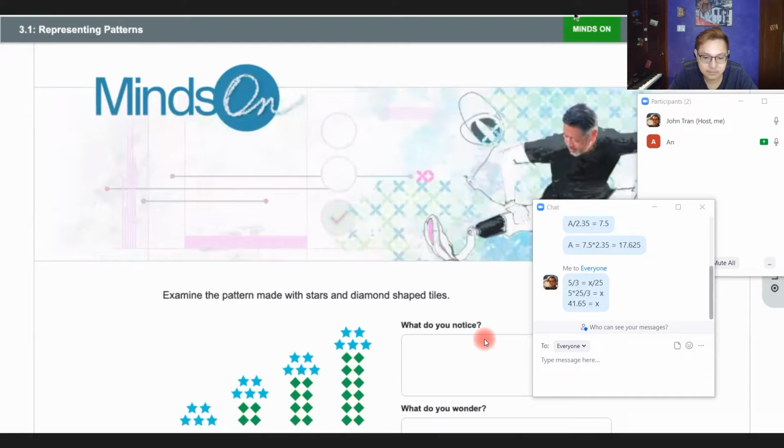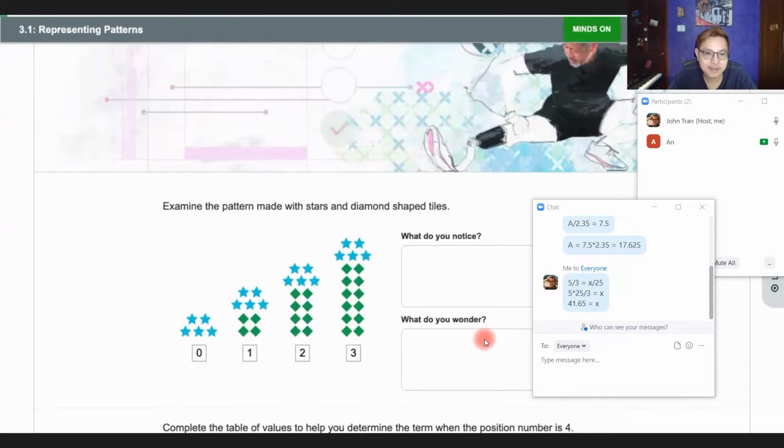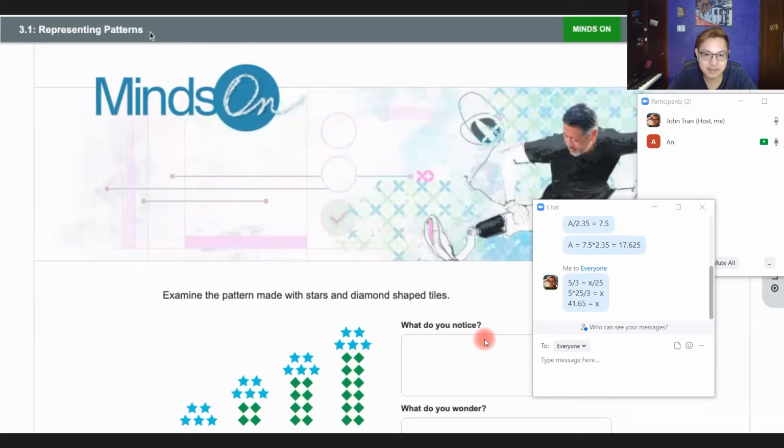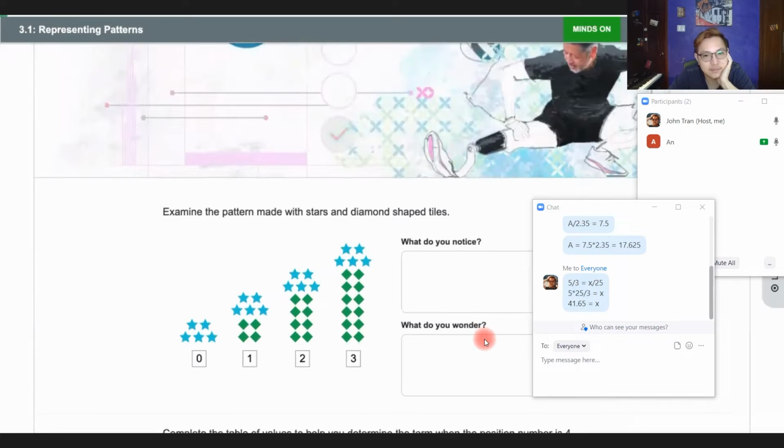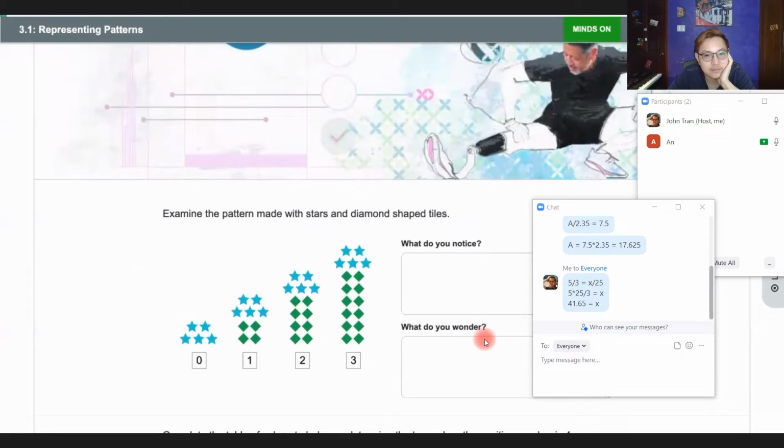So, representing patterns. Representing what? Patterns made with stars and diamond-shaped tiles. Yeah. Interesting. Examine the pattern made with star and diamond shaped tiles. What do you notice? Okay, so what do you notice now?